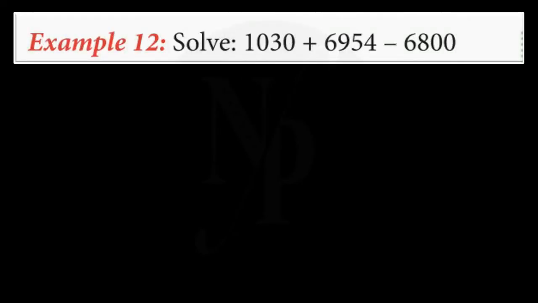Now, let us move to the next example. Example number 12. Solve 1030 plus 6954 minus 6800. So here also both addition and subtraction of numbers are involved. Let us see how such problems can be solved.